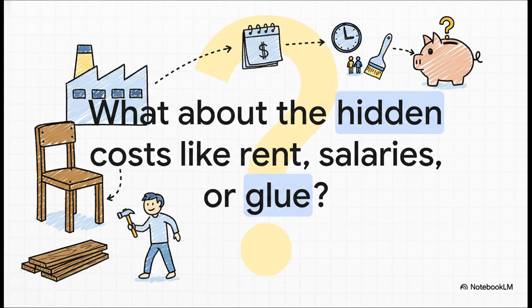Think about it like this. If you're making a wooden chair, the cost of the wood is a no-brainer. That's a direct material. And the wages for the person cutting and assembling that chair, that's direct labor. Easy. But what about everything else? How much of the factory's monthly rent actually belongs to that one chair? That's the million-dollar question we've got to answer.